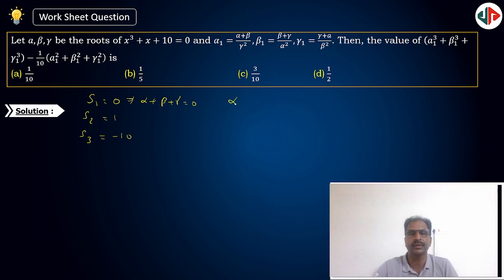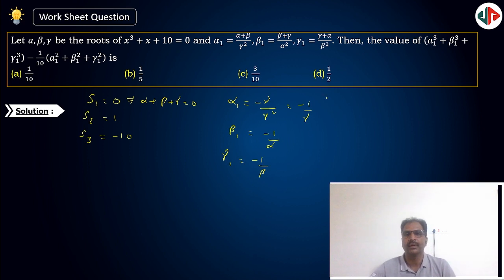What is alpha 1 given? Alpha 1 is alpha plus beta minus gamma, which gives minus gamma, so dividing by gamma square, this is minus 1 by gamma. Similarly, beta 1 will be minus 1 by alpha. Gamma 1 will be minus 1 by beta.